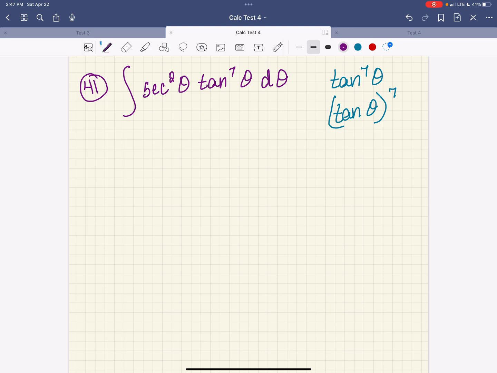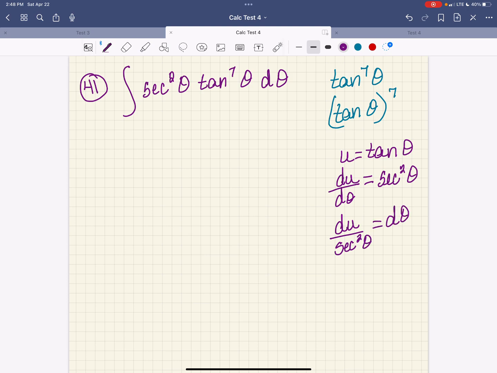For my u substitution, I'm going to make u tangent of theta. It just takes practice. We have to practice these over and over. Then I've got du d theta. The derivative of tangent of theta is secant squared of theta. So now I'm going to solve for d theta. It's going to be du over secant squared of theta equals d theta.